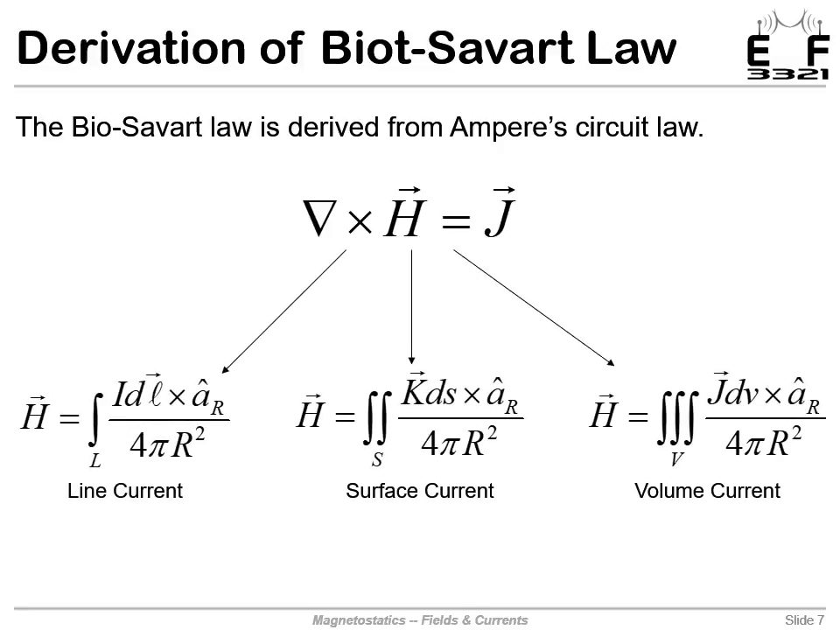And we can do that for a line current, a surface current, or a volume current. The volume current is really the only physically real type of current. And so technically, I would have to say this is the Biot-Savart law, except we'll use it with the other line current and surface current because it's a great approximation to make.